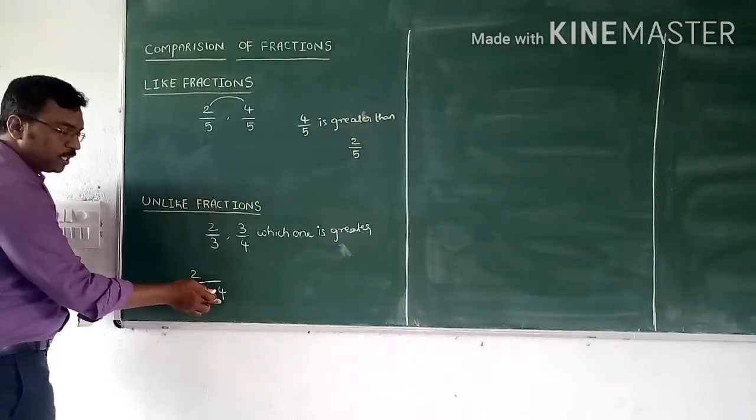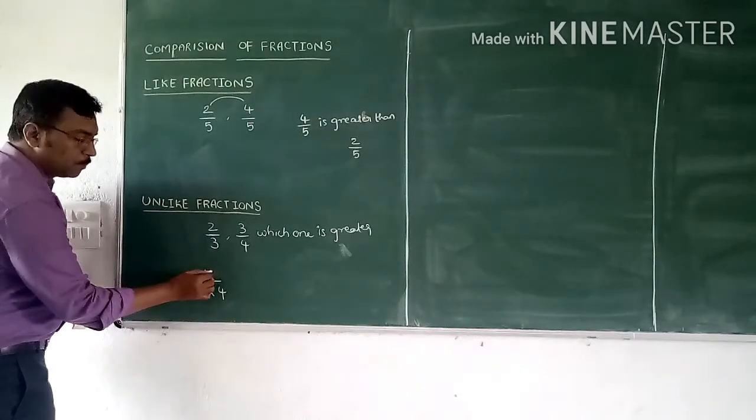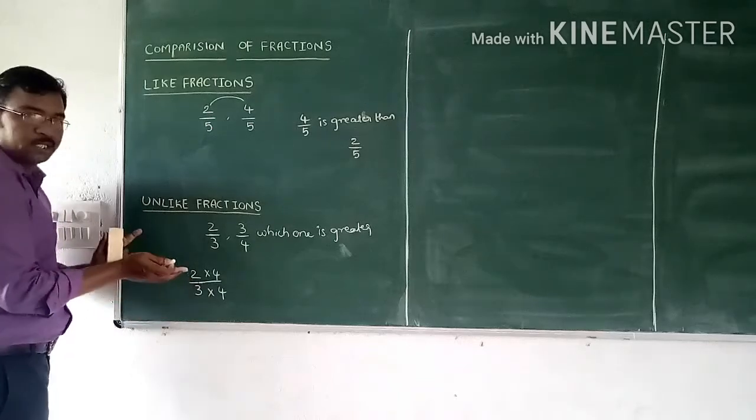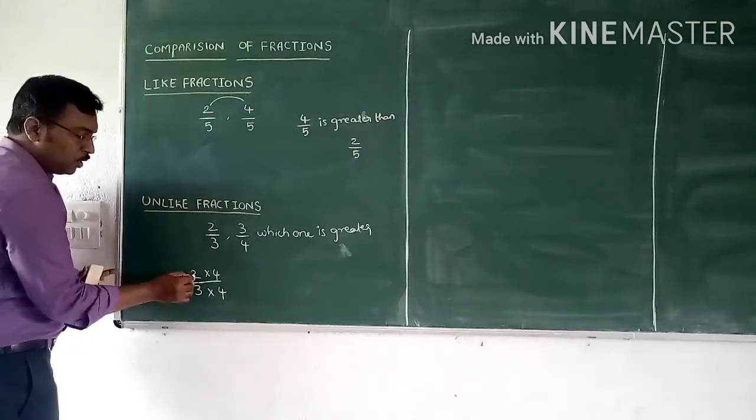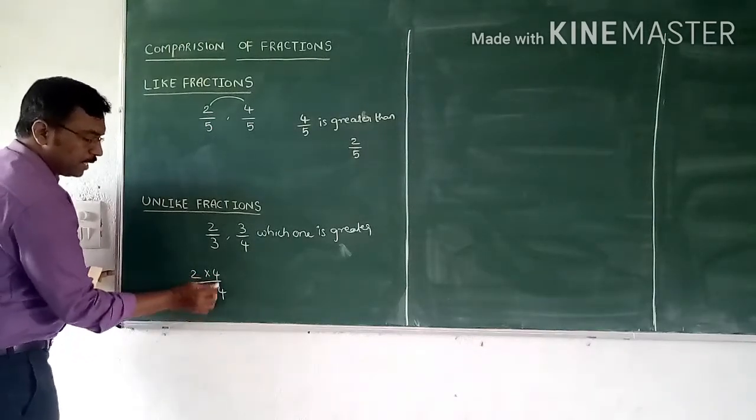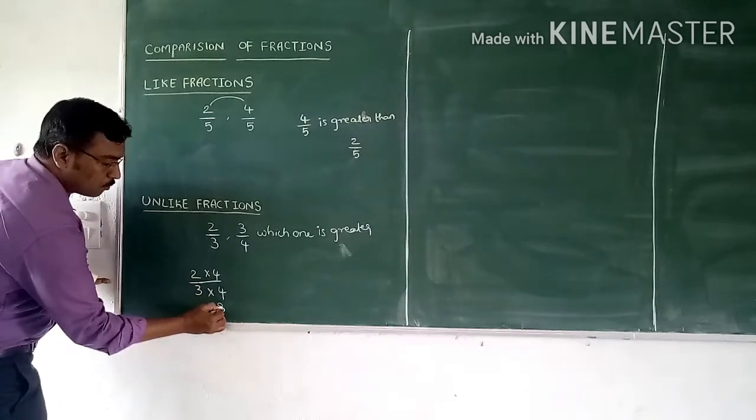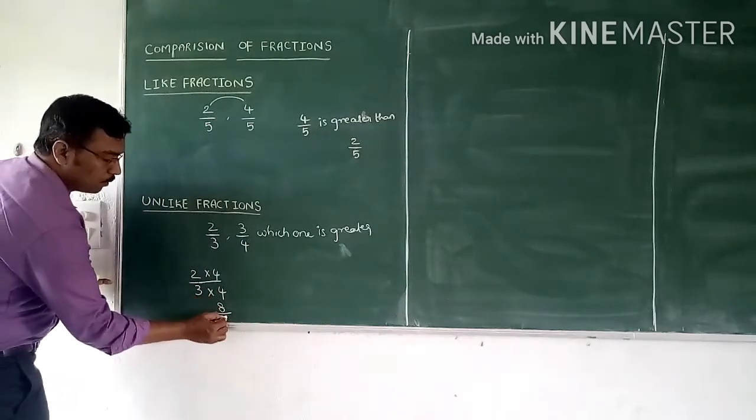Not only we have to multiply in the denominator, we have to multiply in the numerator also. Then only the value will not change. 2 into 4, 8 by 3 4s are 12.